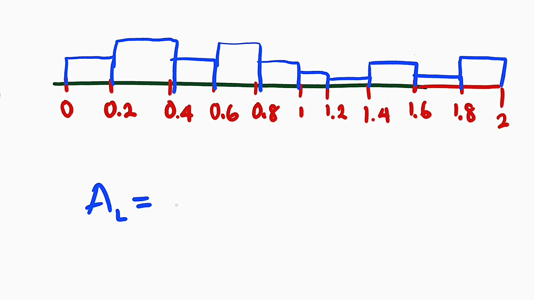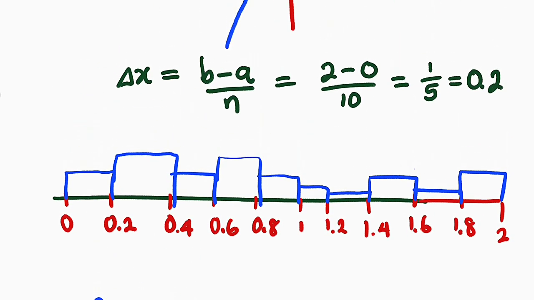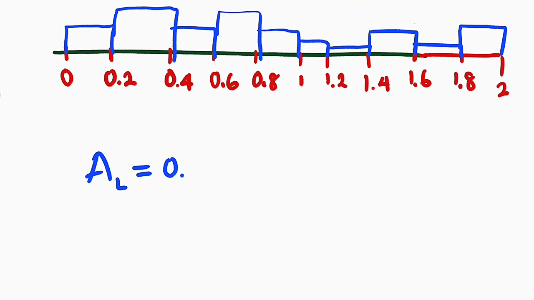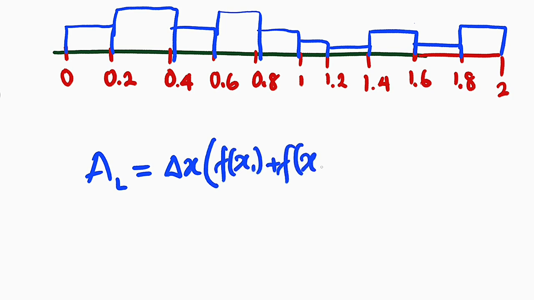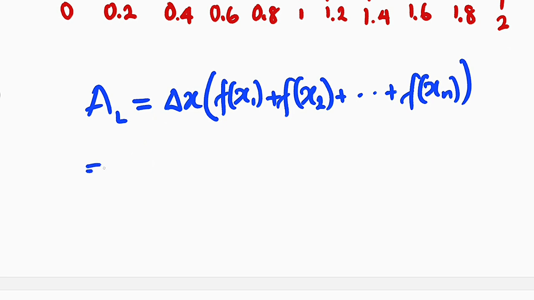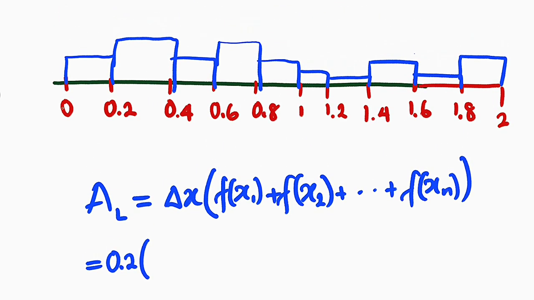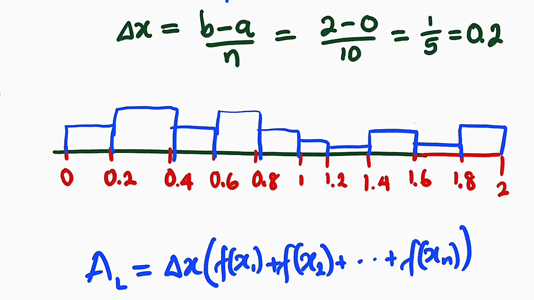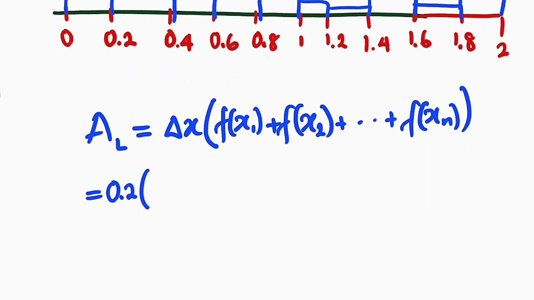So it will be base times the height. What is the base? The base is 0.2, because we computed it here, it is called delta x. Let me write the formula. It will be delta x multiplied by f of x1 plus f of x2. You keep on adding this f of x up to f of xn. Then you stop. So let's substitute. This will be equal to 0.2 multiplied by, we're going to take 0 and plug it into the function. Remember, the function is x to the power of 3, right?